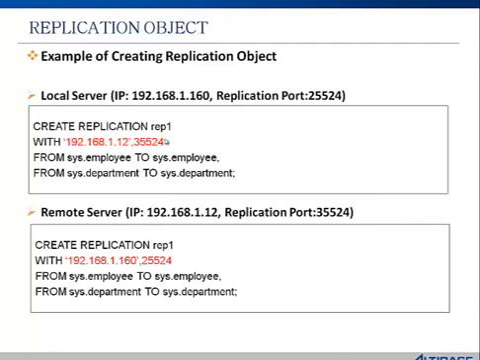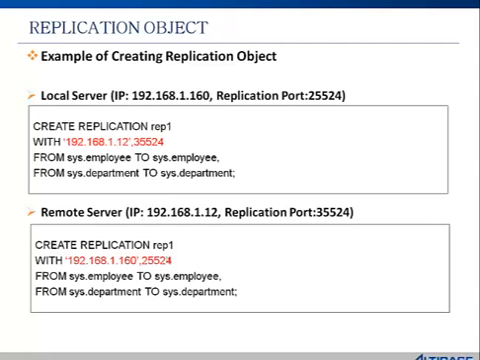So you just say create replication RP1, which is the name of the replication object, with the IP address of the remote server, which is 192.168.1.12, the same as this one, and the replication port number 35524, which is this one. Okay, from the name of the schema, sys.employee, the name of the table you want to use for replication, the table from your local server and the table from your remote server, and the additional tables from sys.department to sys.department. The same in the remote server as well.